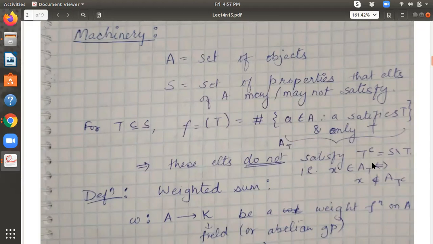You are right. Then it makes sense. So X belongs to A(T) certainly implies that X cannot belong to A(T complement). So there is just the forward implication. Correct, yes, you're right. I should correct this. So it is only this.